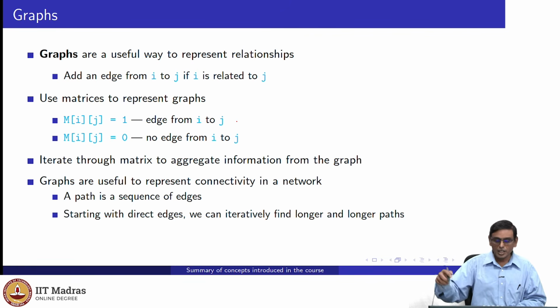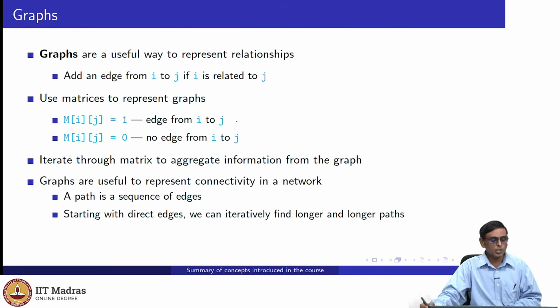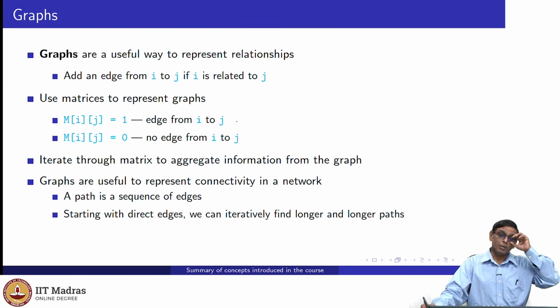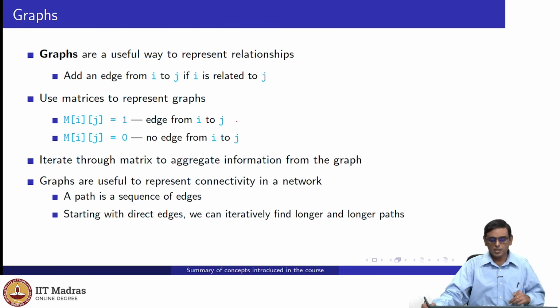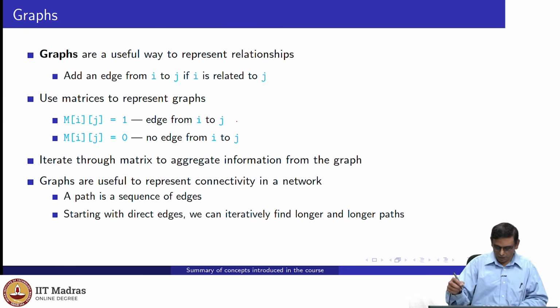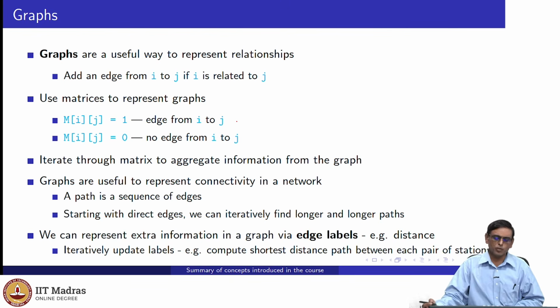So you can iterate through a matrix to get aggregate information from a graph. For example, you can find out the paths in the graph, which is a sequence of edges. You can basically find longer and longer paths, right? And if you label the edges, you can use it, for example, to find the shortest distance.